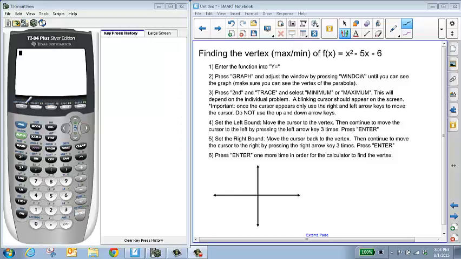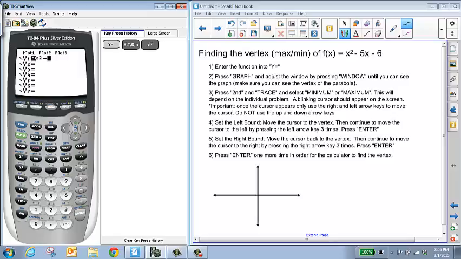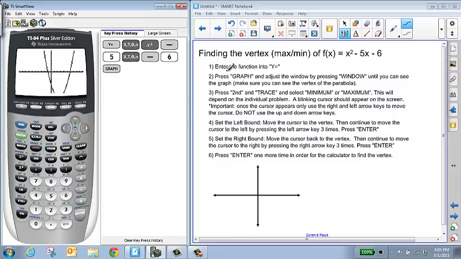In this example, we're going to use the graphing calculator to help us find the vertex of f of x equals x squared minus 5x minus 6. Just like when we were using the calculator to help us find the x-intercepts, we first want to enter the function into our calculator. So we're going to hit y equals, type in x squared minus 5x minus 6, and then hit graph. And again, you can follow the steps over here on the right side of your screen.